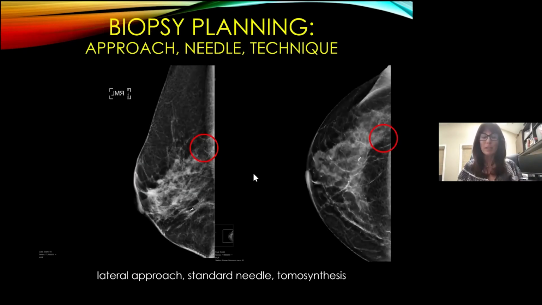Going back to the patient that I biopsied earlier this month, on the day of the procedure, I communicated with the technologist that I wanted a lateral approach. I was not going to use the lateral arm approach where the needle was parallel to the plane of compression, just a standard approach from lateral with a standard needle with a 2 centimeter trough. And I wanted to use tomosynthesis rather than stereotaxis.